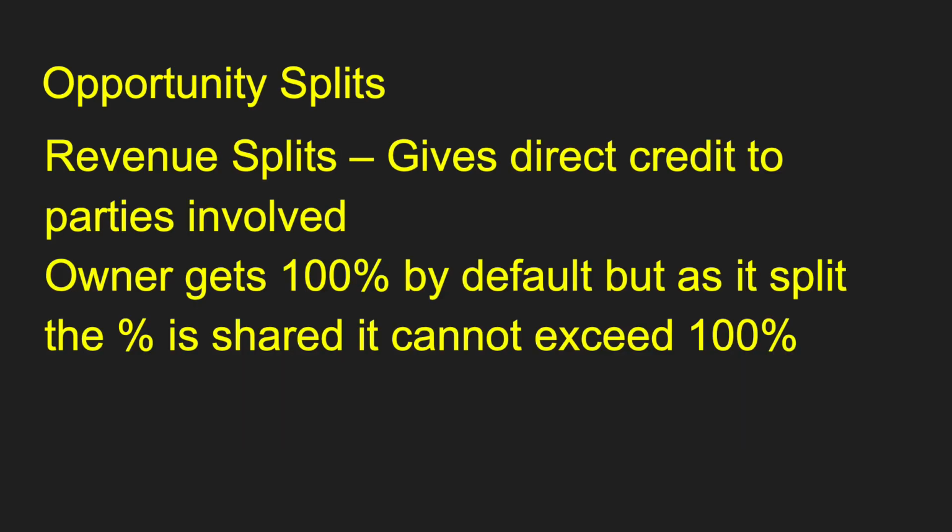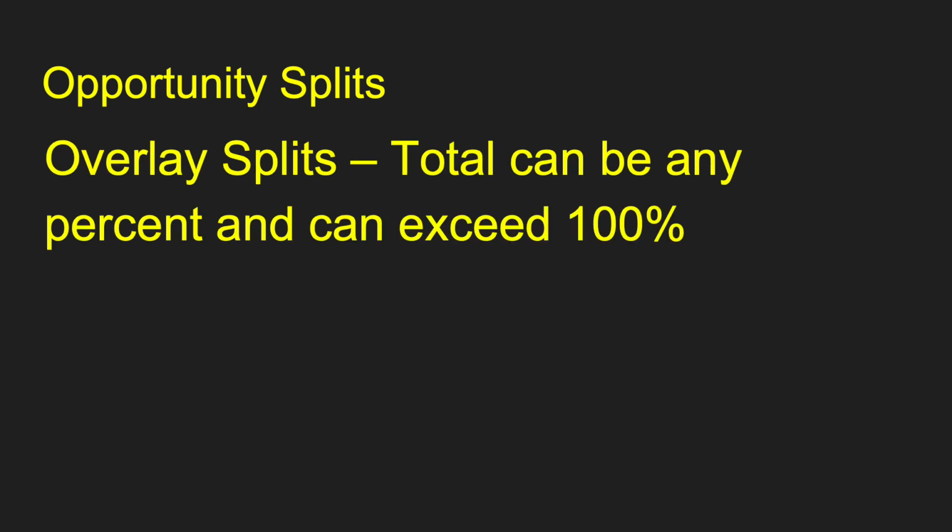Then there's opportunity splits. So if you've started sharing your opportunity, you can set up opportunity splits. With their revenue splits, it gives you a direct credit to parties involved. The owner gets 100% by default, but as it starts getting split, the percentage is then shared, and just remember it can't exceed 100%. The next type of split is called the overlay split. Same concept as before, you assign it to an individual. With this, you can be any percentage, and the grand total can exceed 100%. So just be mindful of how you want to set up those percentages for those splits.